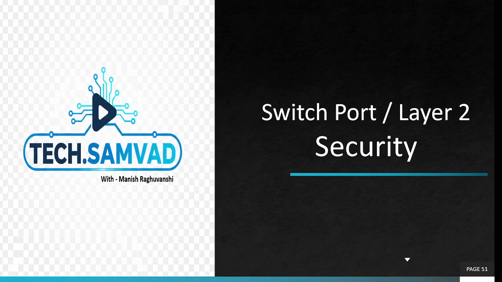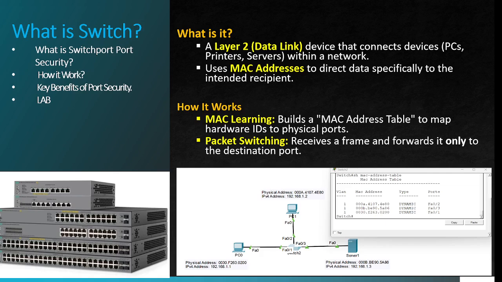Here we talk about technology, and today's topic is switch port security. Before going into a deep dive about the security, first we understand the switch. What is a switch? A switch is a multi-port device. It is used to connect devices in a LAN. It works on the data link layer, or layer 2 of the OSI model.